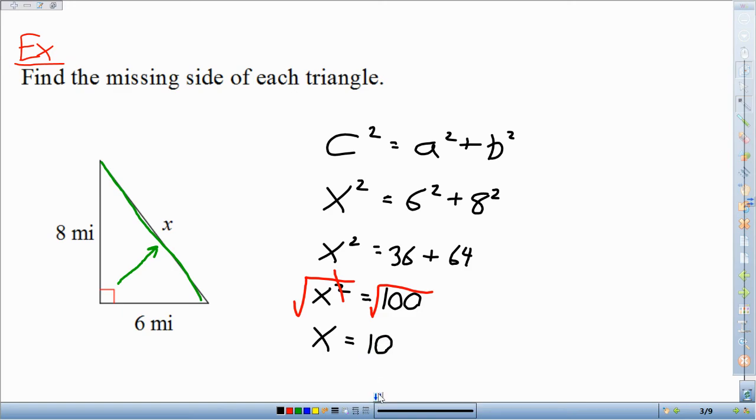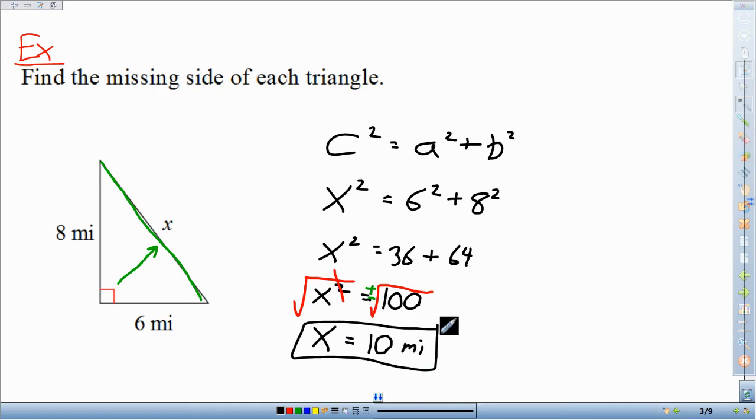A couple by the ways. Technically, when you take the square root of a number, you're getting the positive and the negative as the answer. Technically, the square root of 100 is actually a positive 10 and a negative 10. But since we're talking about the lengths of sides, it doesn't make any sense for them to be negative 10 miles long. So we ignore the negatives. That's why we're just putting a positive 10. That's just the technicality, but I wanted you to know. And then the last thing, we have units, so let's add them in. 10 miles.